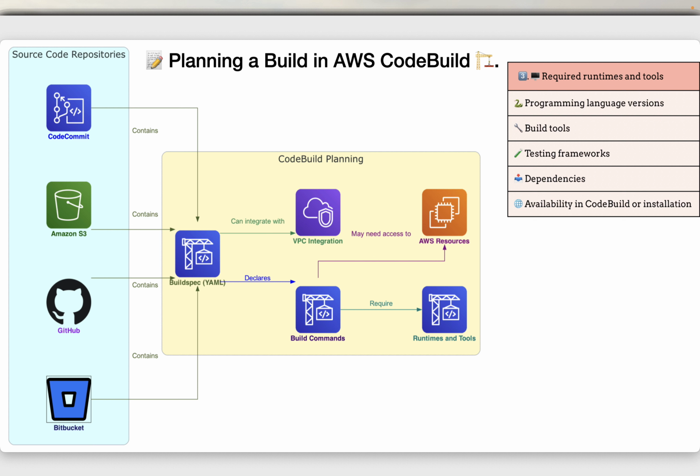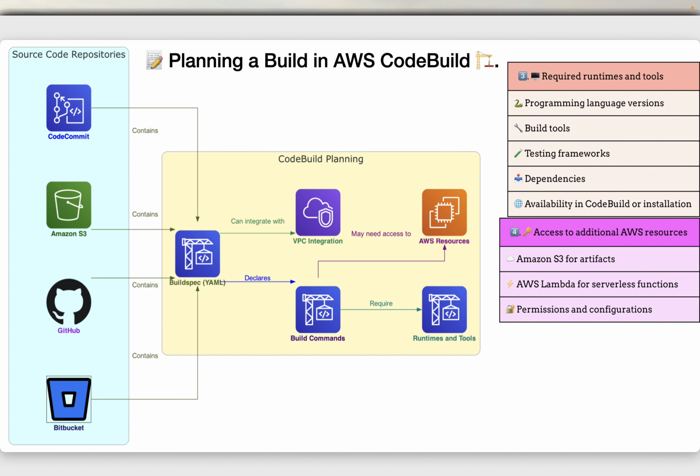Assess whether your build process requires access to AWS resources that are not automatically provided by CodeBuild. So this may include accessing other AWS services such as Amazon S3 for storing artifacts or AWS Lambda for executing serverless functions. So plan for necessary permissions and configurations to enable CodeBuild to access those resources securely. So basically this is about making sure that you add the relevant access control, the IAM permissions and all, if you are accessing some other AWS services in your CodeBuild.